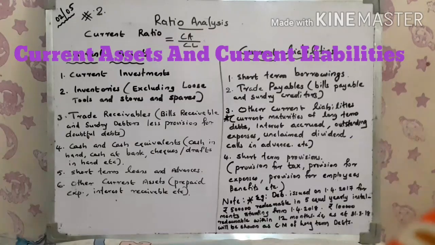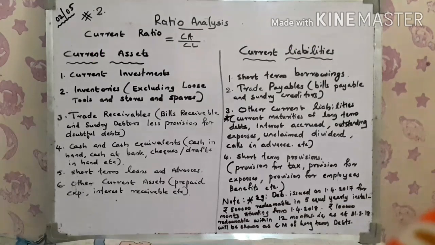Good morning students. In this video I am going to discuss what items come under current assets and current liabilities. For the calculation of the current ratio, we must know what items are related to current assets and current liabilities. So current ratio is equal to current assets divided by current liabilities. Then what is meant by current assets?